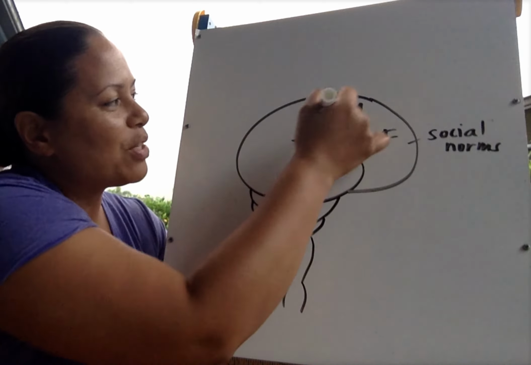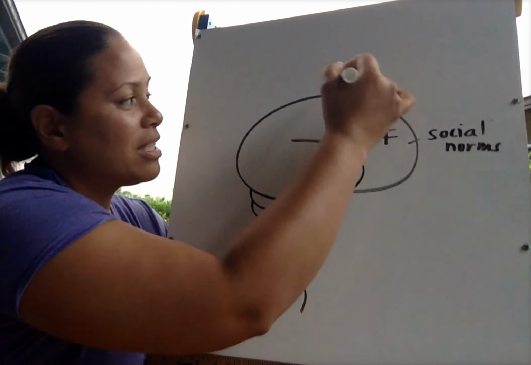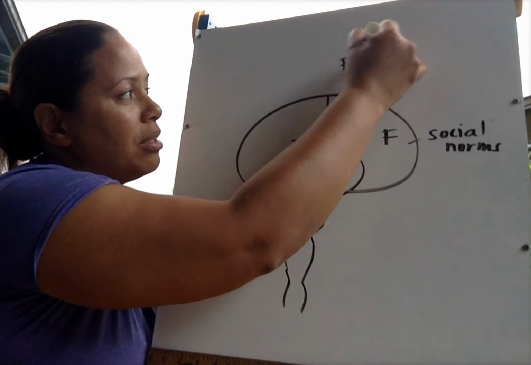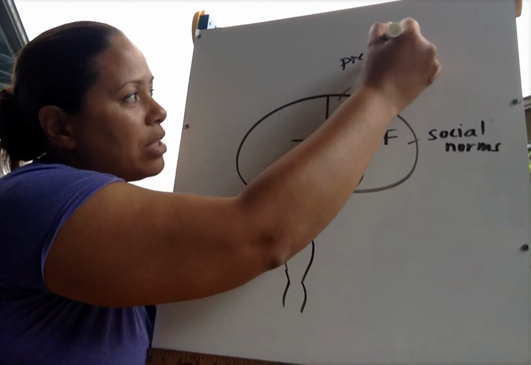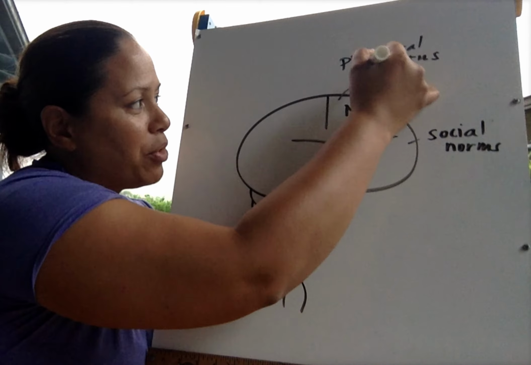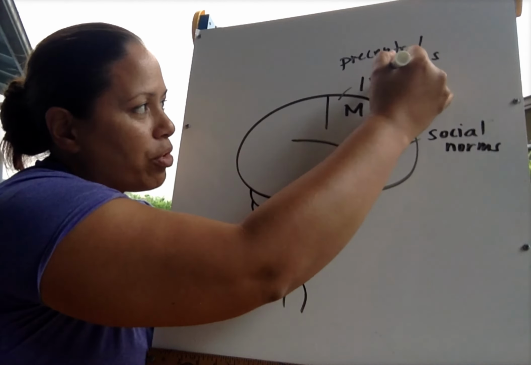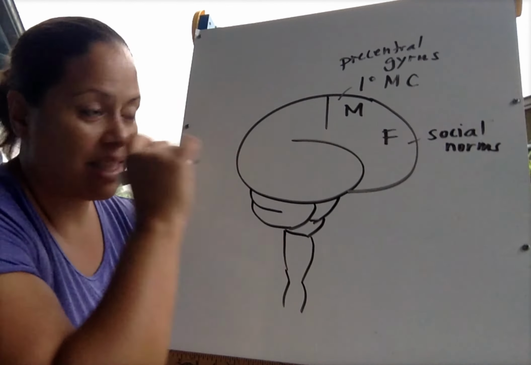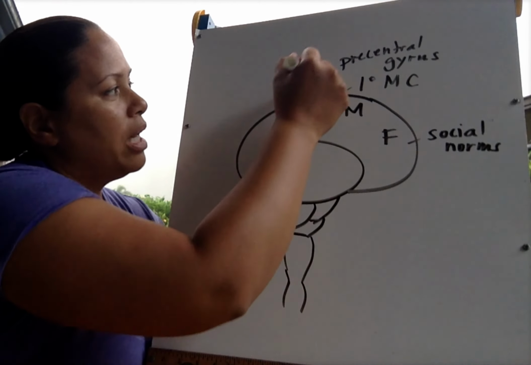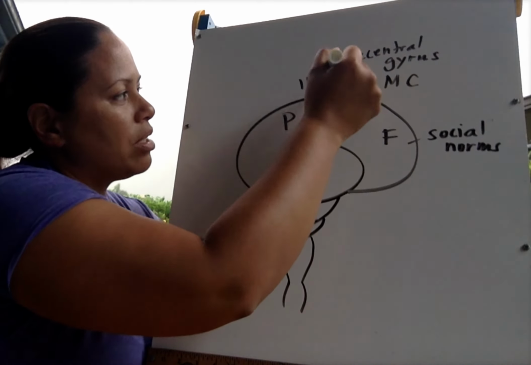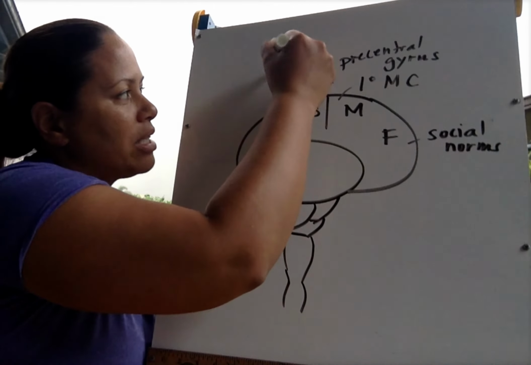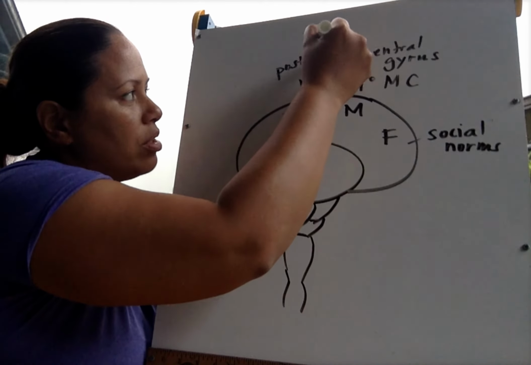So the central sulcus has two divisions. It has one in front, right? So you call it the precentral gyrus because it's elevated. Precentral gyrus. And it has the primary motor cortex. And then the one behind, which is a part of the parietal lobe, has the primary sensory cortex, right? So this in the back here is sensory. And this is called the post-central gyrus.